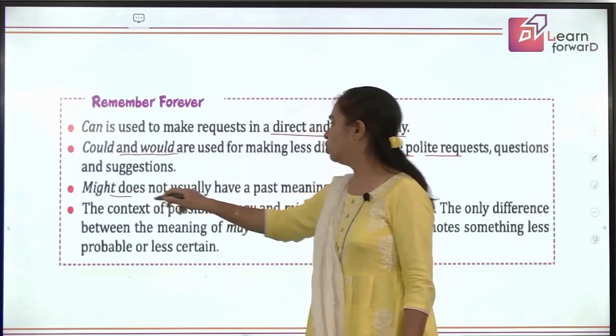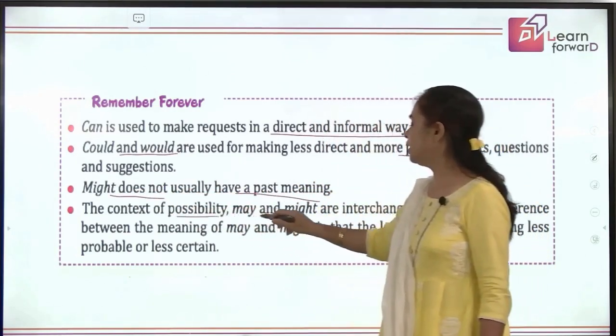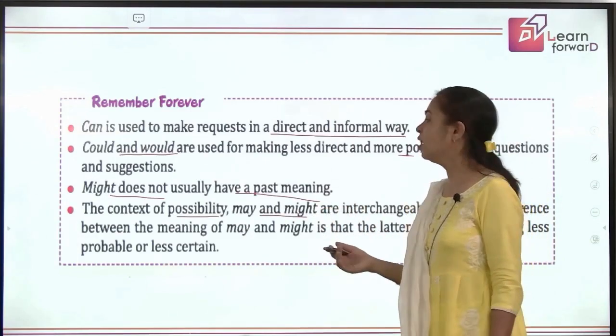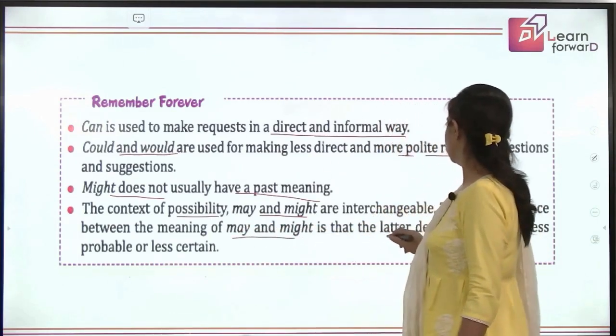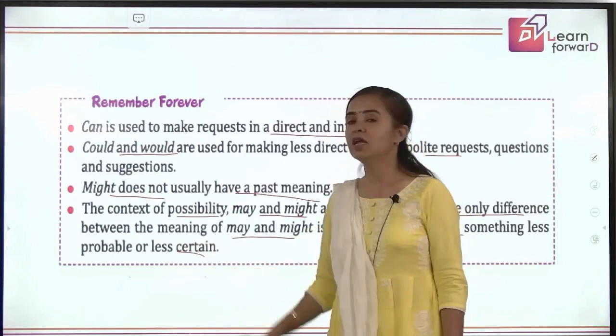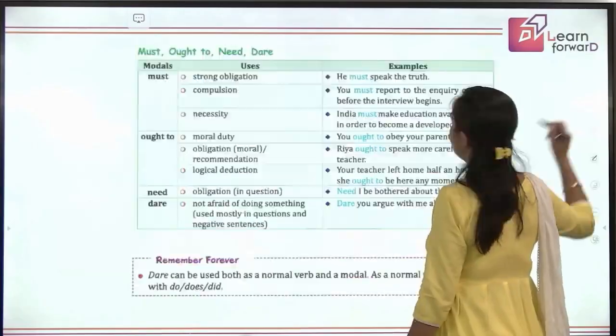Might does not usually have a past meaning. And then, in the context of possibility, may and might are used. May is used for a strong possibility, might for a weaker possibility. The only difference between may and might is that the latter denotes something less probable or less certain. That means may is a strong possibility, might is a weak possibility.